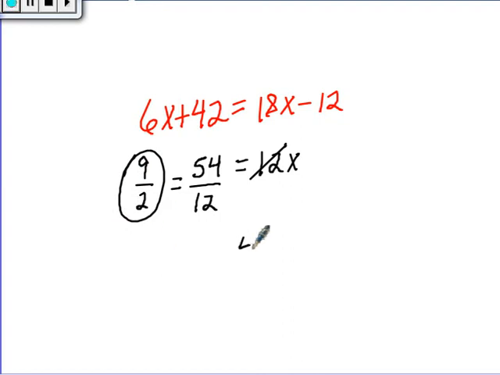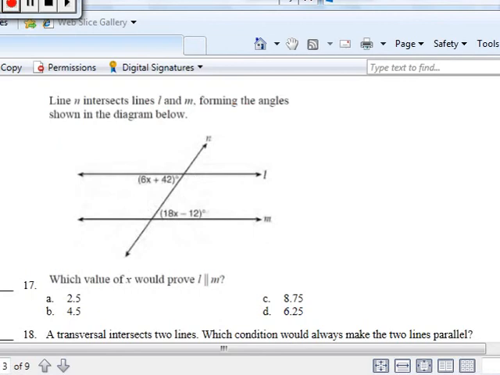If you want to divide 9 by 2, you're going to get 4.5. It's just much easier if you can reduce that in your head. 54 divided by 12 is 4.5, or you can reduce it, and 9 divided by 2 would give you the exact same answer. So 4.5, which value of x would be B?